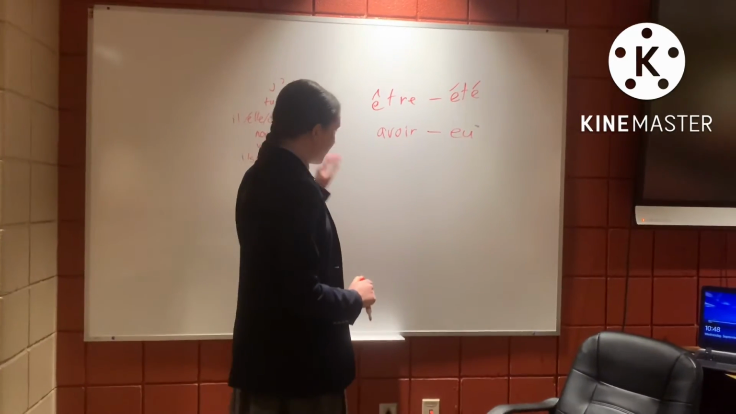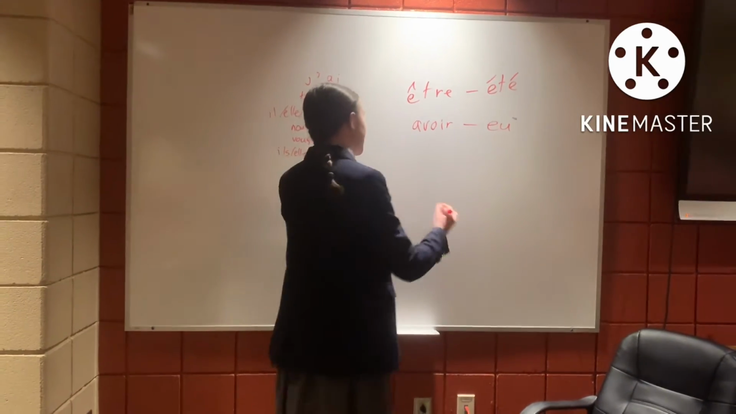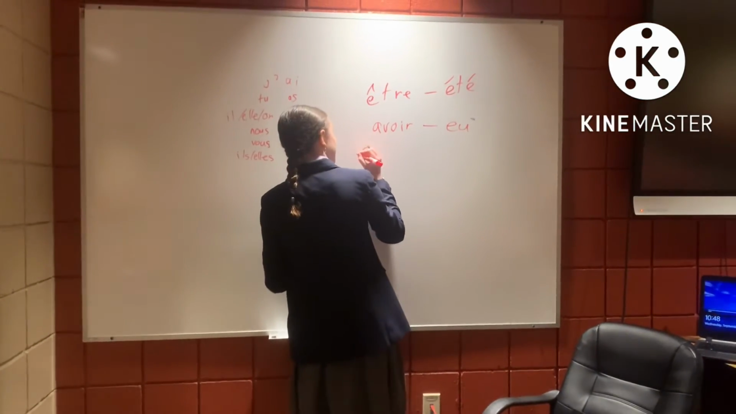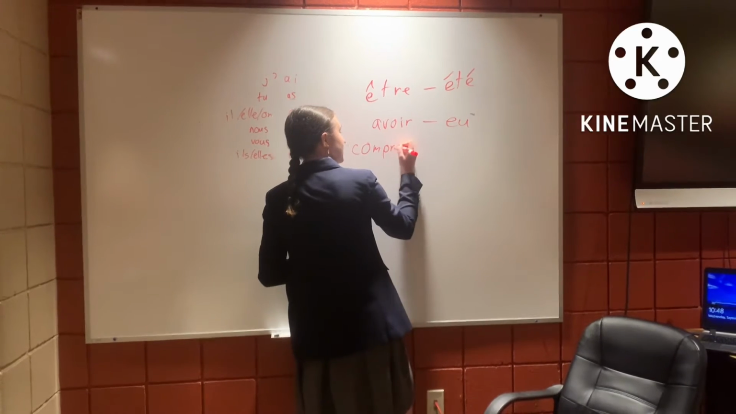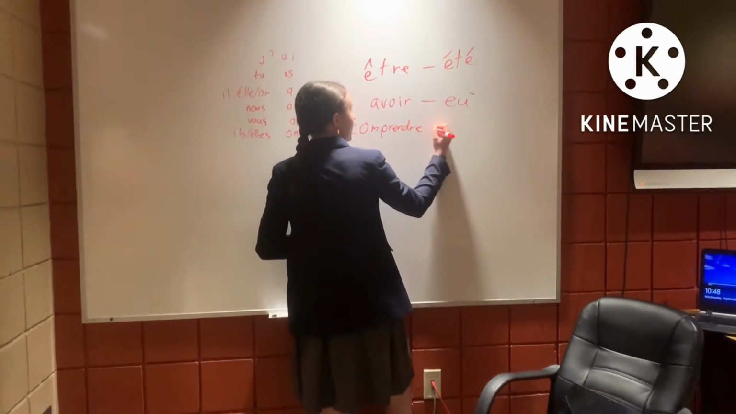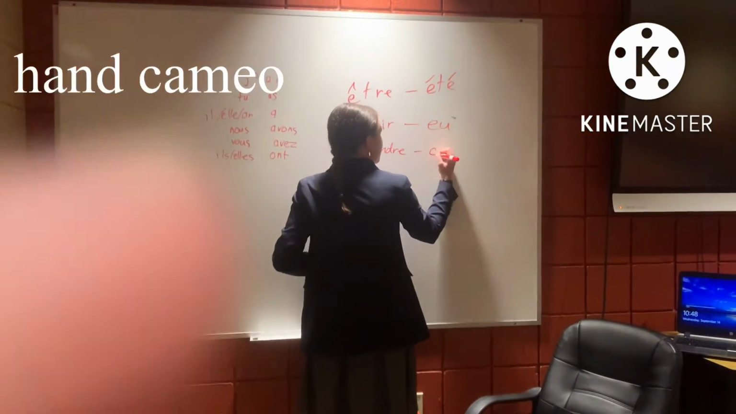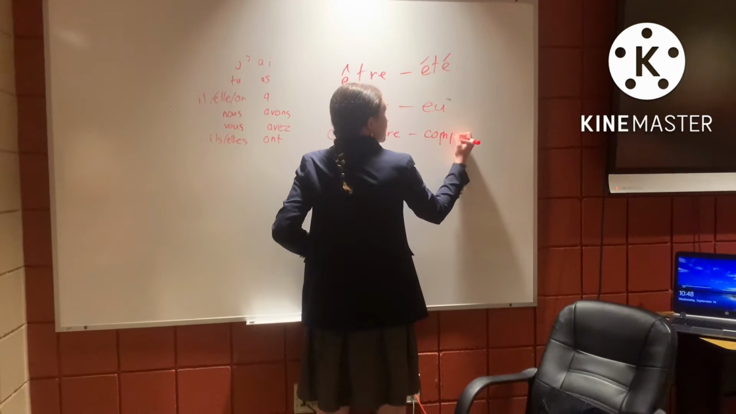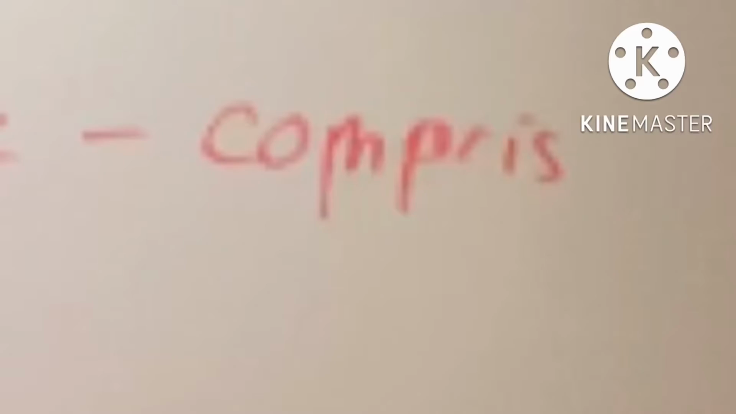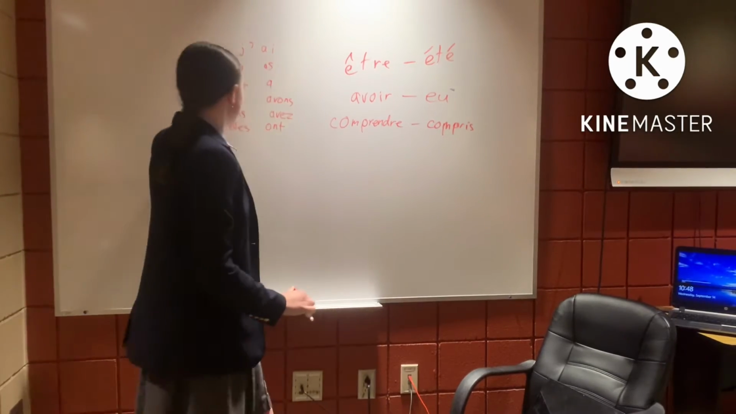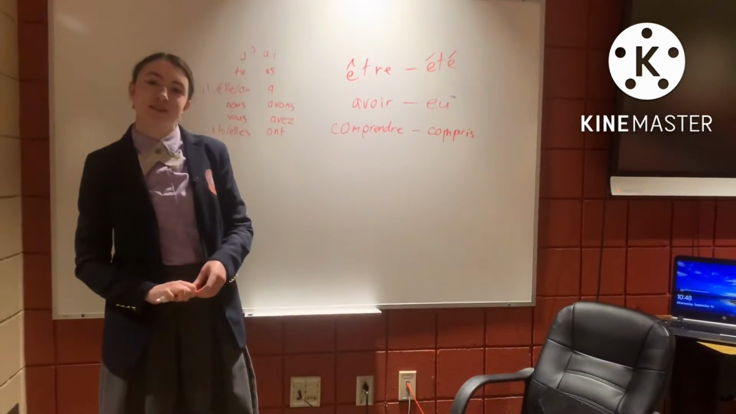And then there are also some others like comprendre and a family of related ones, which becomes compris. So, nous avons compris, we understood.